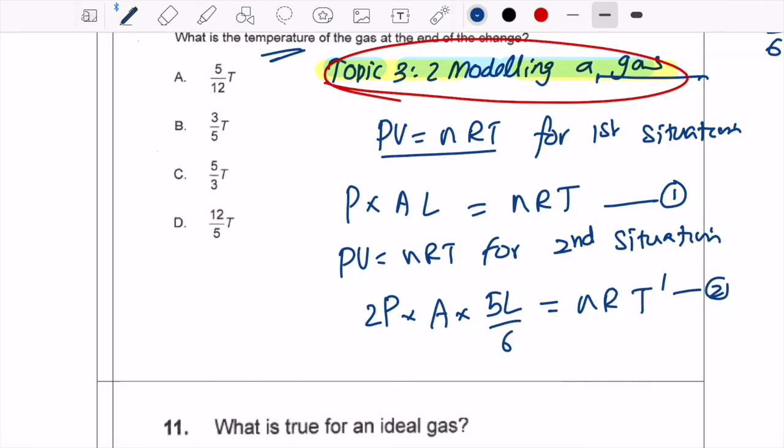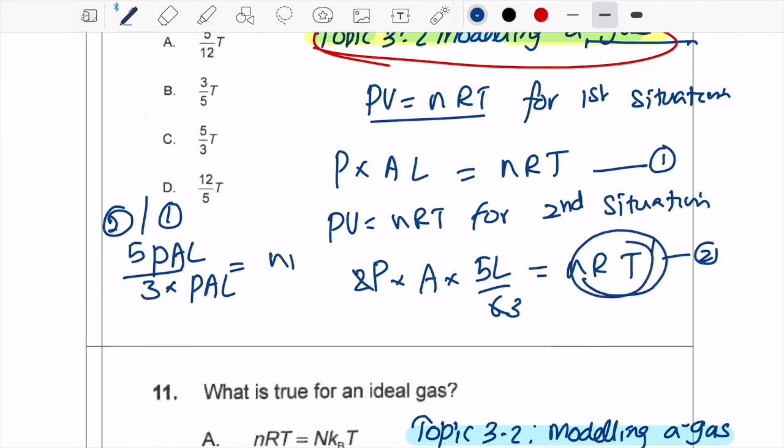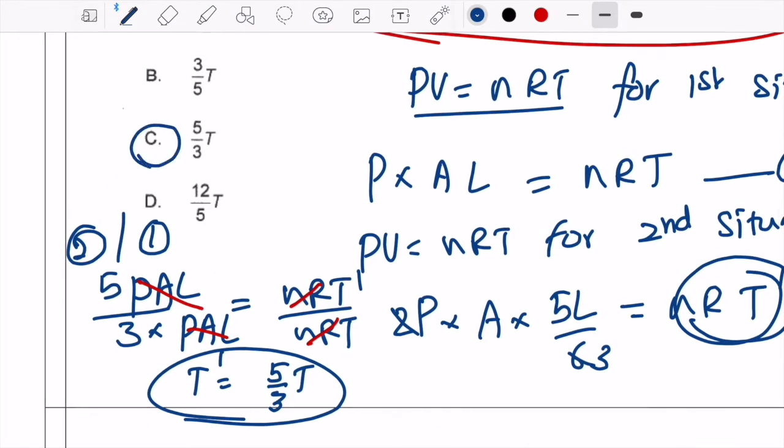Now it is mathematics. What I do is 2, I come here, 2 over 1. So this one cancels. This is 3. 5PAL over 3 divided by PAL equals nRT dash over nRT. Now let's cancel as much as we can. PAL. So this ends up T dash equals 5 over 3 times T. Answer has to be C.